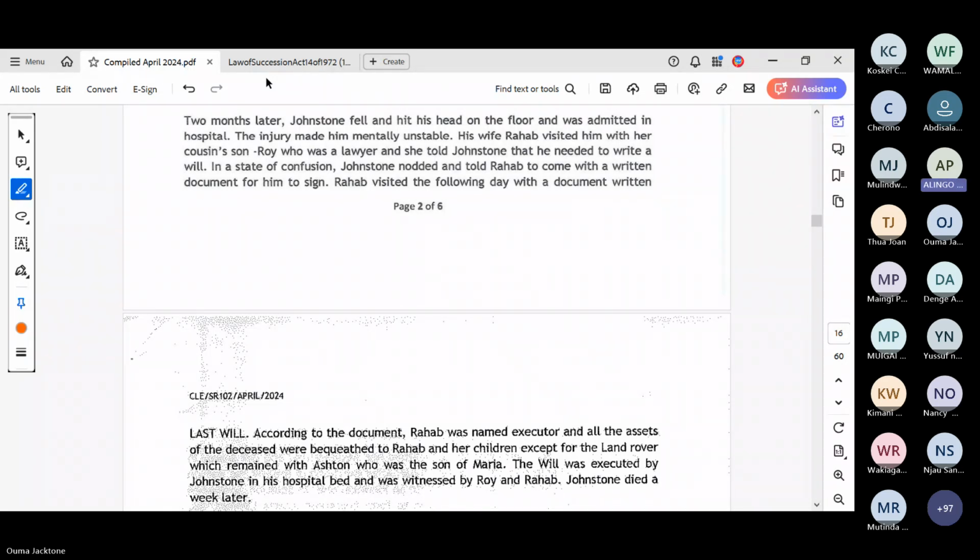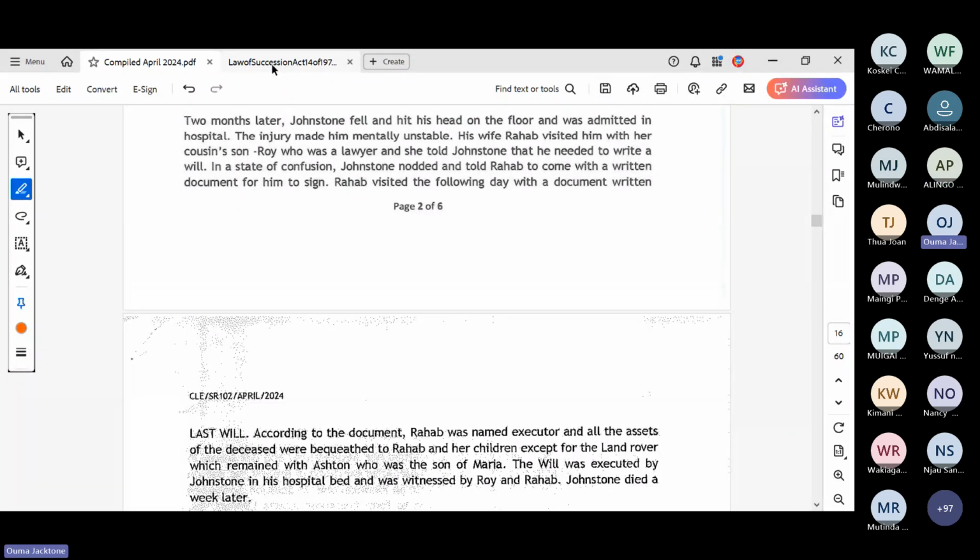The basis of the written will not being valid is that, guided by Section 11 of the Law of Succession Act, the testator has to affix his mark, and we have seen here that the written document presented to the testator was duly executed and signed by the testator himself. But now, with regards to the validity of this written will, the testator did not. Let me stop you there.